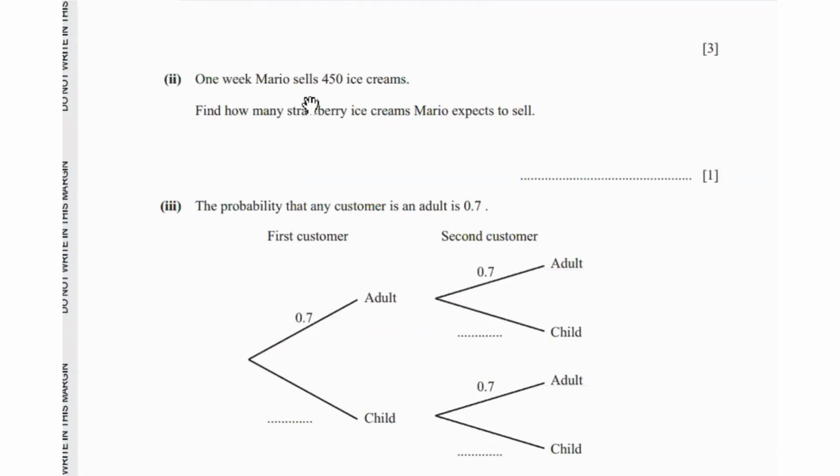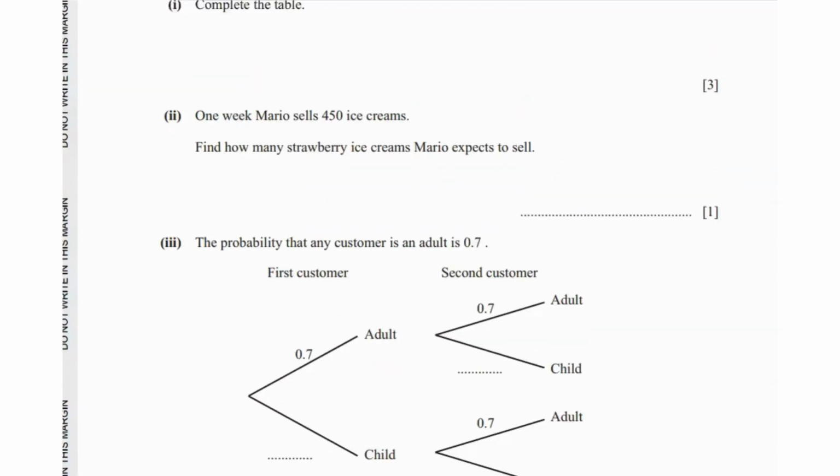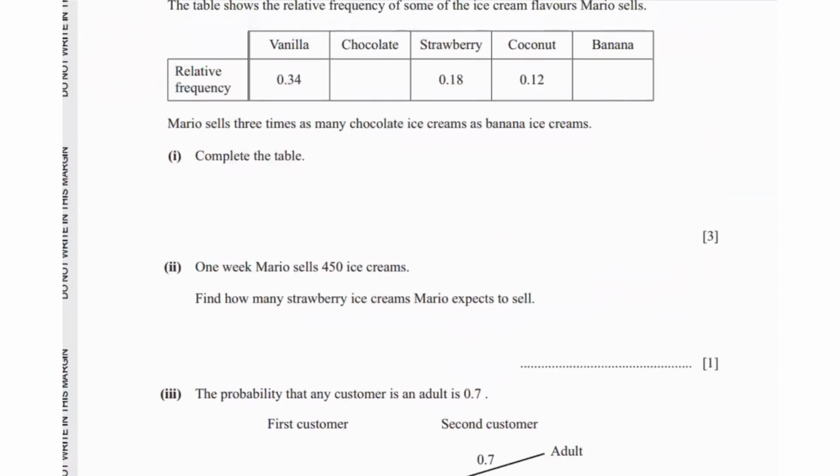Then says one week Mario sells 450 ice creams. Find how many strawberry ice creams he expects to sell. So you multiply the relative frequency by the number of ice creams he's selling, and that will give us 81. So he sells it 81 times.